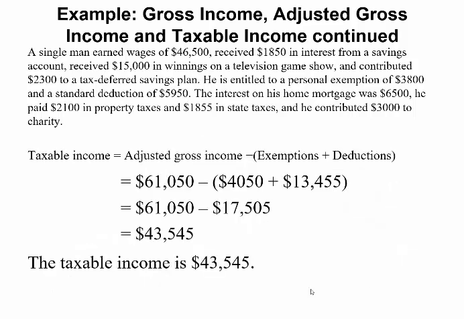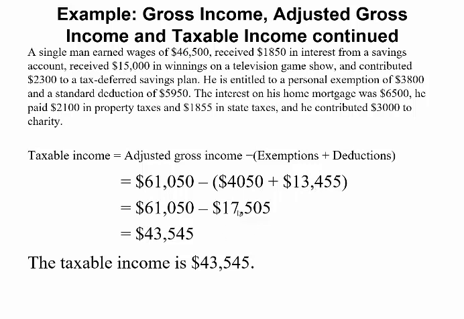The taxable income is the adjusted gross income minus his exemptions plus his deductions. So you take his adjusted gross income, which was $61,050. You subtract the exemption that the man is allowed, and I'm sorry for the typo here. Here it's 3,800, but that's the actual exemption. So minus $4,050 plus his itemized deduction, that $13,455.